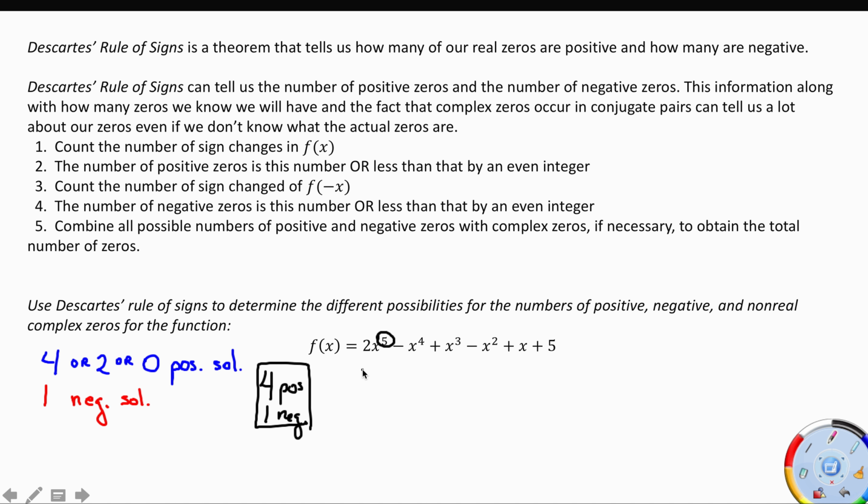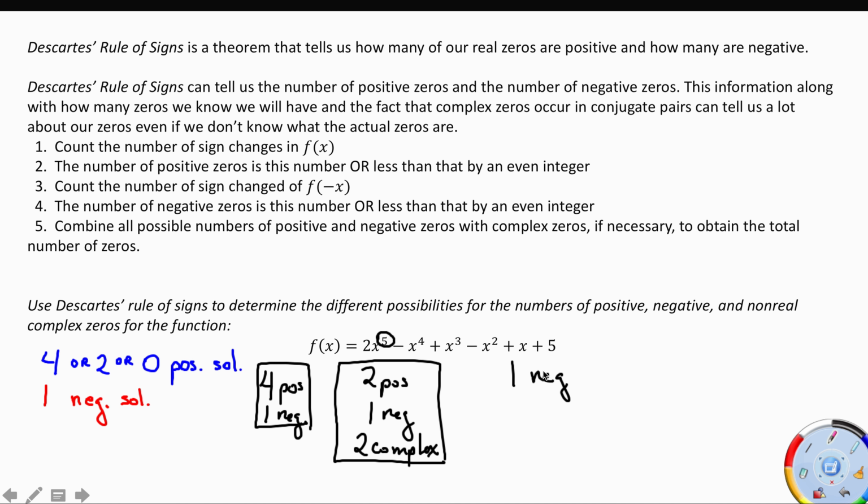Or you might have 2 positive and 1 negative, right? Pairing this, but that's only 3 zeros, so my other 2 must be complex. And remember, the complex solutions will always occur in pairs. Or there might be no positive, so 1 negative, and to make the 5 zeros that I must have, 4 complex, or 2 pairs of complex.